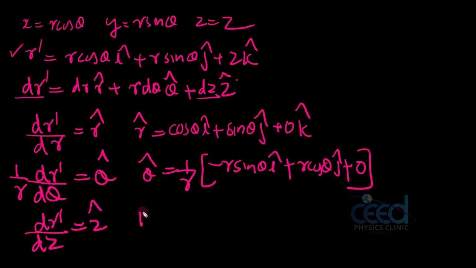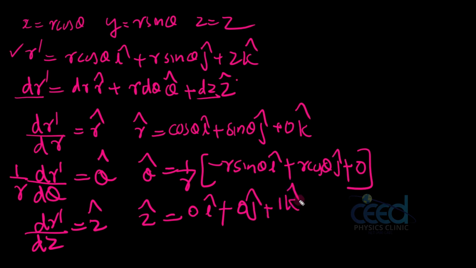So dr dash by dz, that is equal to, we need not write that, you can write directly z cap is equal to dr dash by dz, that I can find out from here. There is no variable z, so this part is 0, I can write 0 i cap, plus there is no z component here, so differentiating gives 0 j cap, and here we have 1 z, which on differentiation gives 1, so I can write 1 k cap.